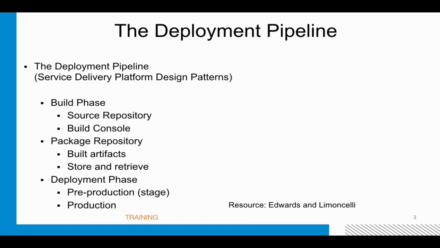And here again we're talking about the build phase being source control, the build console or the continuous integration server, the package repository is your building artifacts, things like Nexus or Artifactory, and then the deployment phase is how do you get things in, either Chef or Puppet, or you're using immutable delivery, which would be something like Docker or containerization. But my favorite brand is Docker.